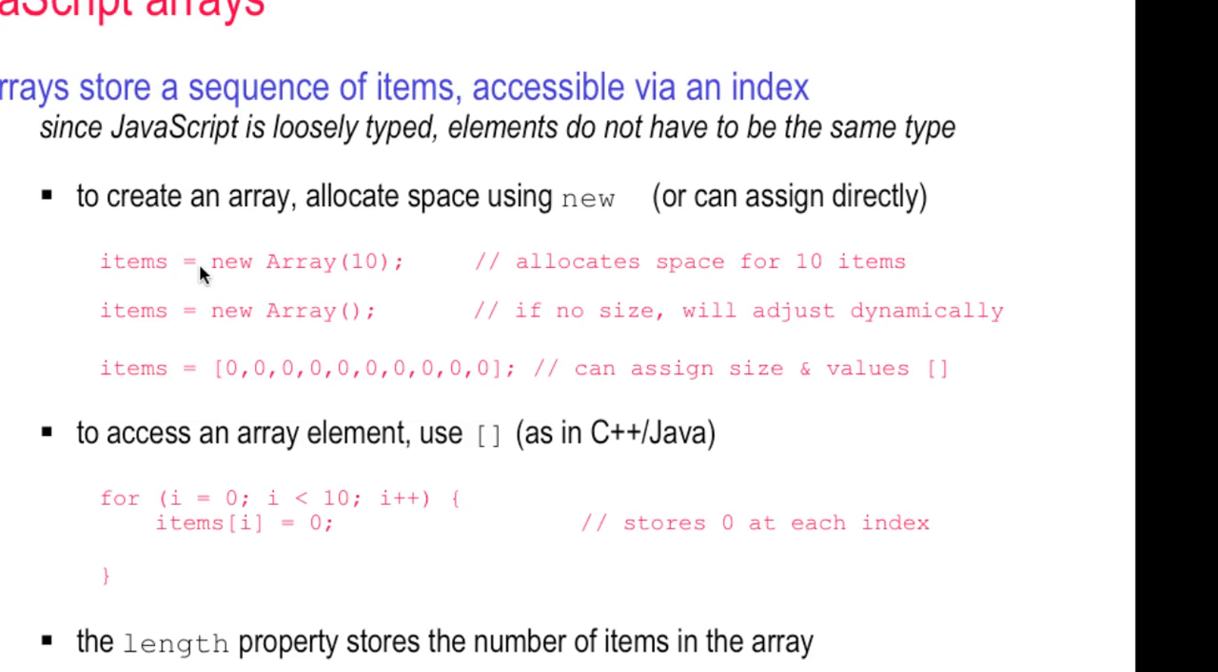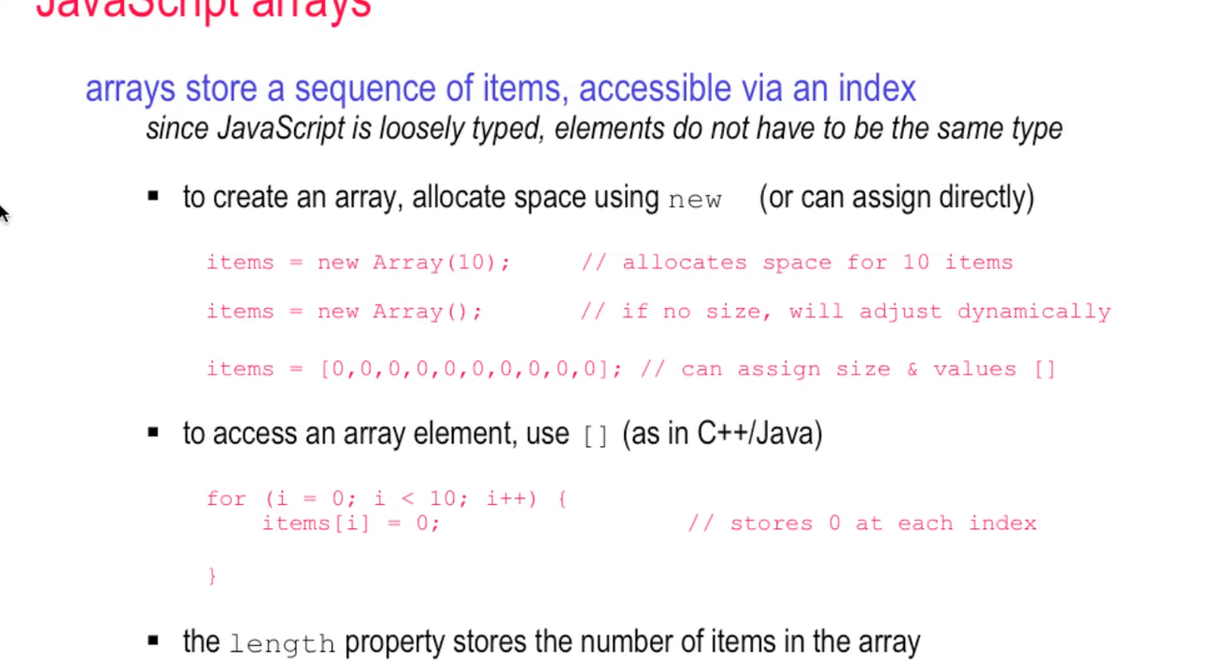If you're a Java programmer, you might like the new Array. It's the same thing as new String. And actually you can go new Array(10), and it's going to give you an array, and there's no type being specified. So it can store any type.